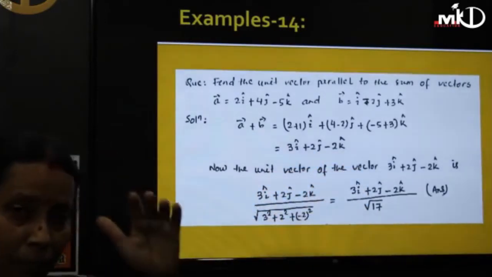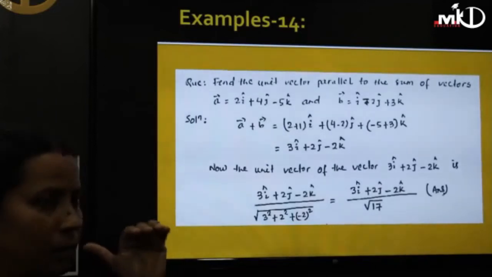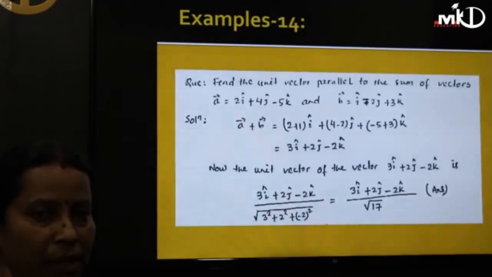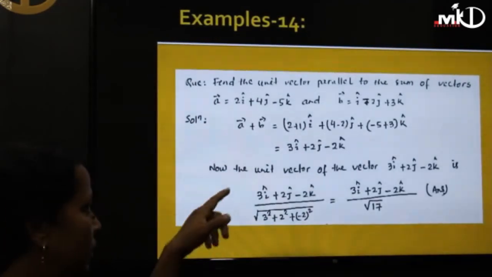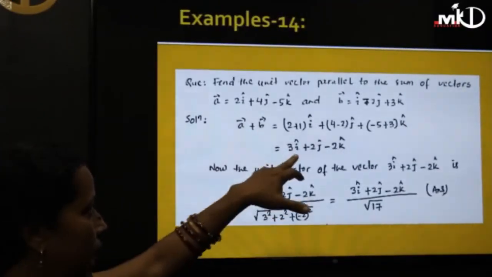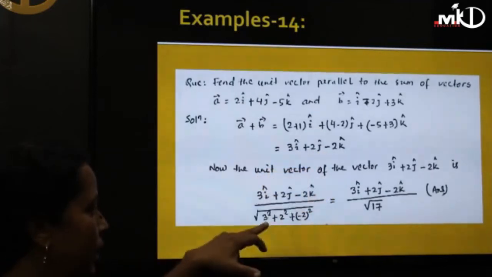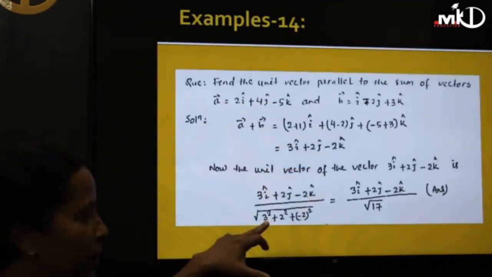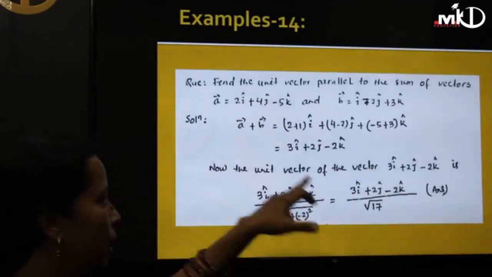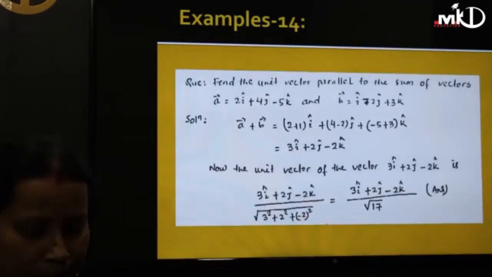Already from the first video I told you that any vector can be expressed as the product of its magnitude and a unit vector. So if I find the unit vector, that means I divide the vector by its magnitude. Already I found the vector, and now the modulus is found. Just I divide, then this is the unit vector of the corresponding vector.